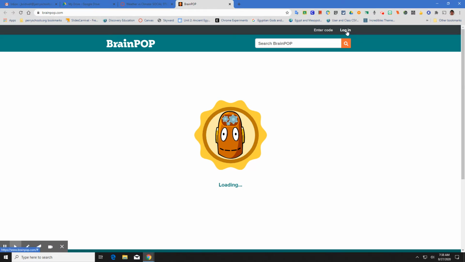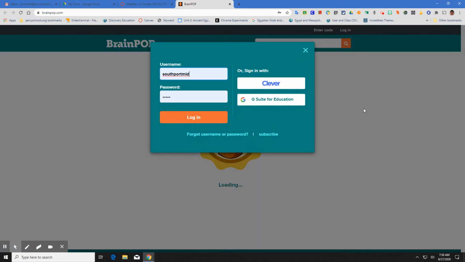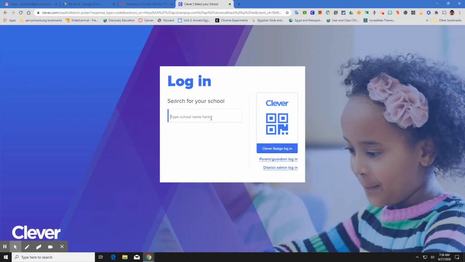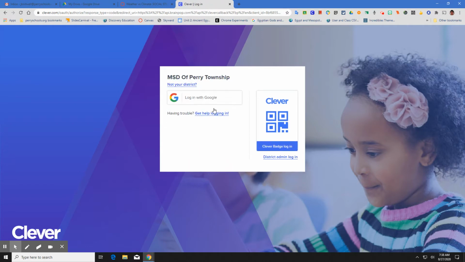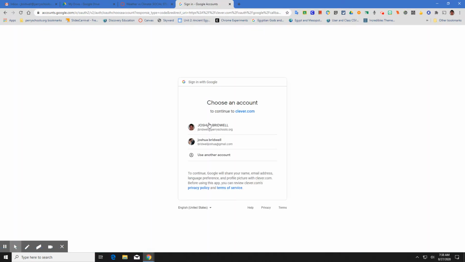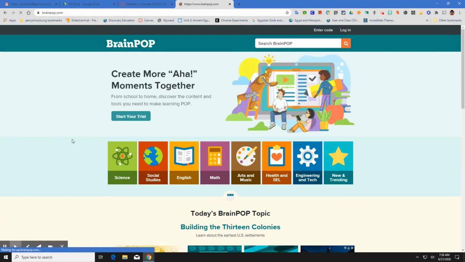First thing we do when we get here is log in. Log in through Clever. You may have to type your school name. Southport Middle School. It's the one at the bottom, MSD of Perry Township. Log in with Google. Click your name. You may have to put your password in.